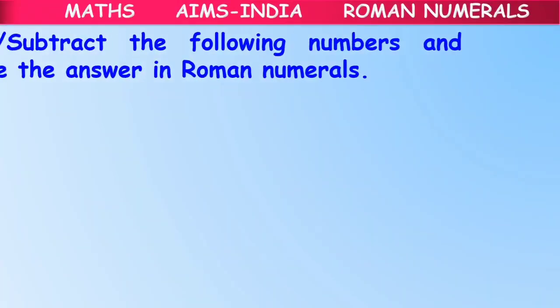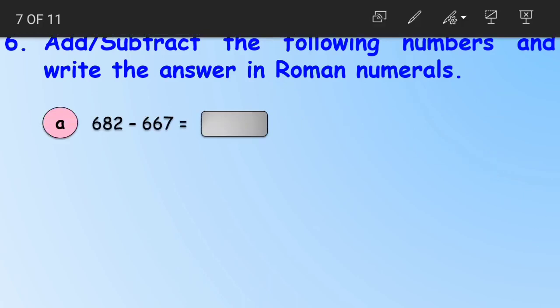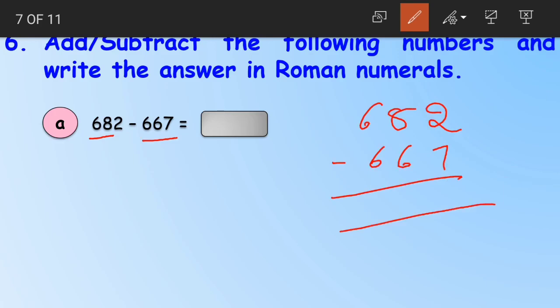Okay. Moving on. Add or subtract the following numbers and write the answers in Roman numerals. Now we have two Indo-Arabic numerals here, 682. Then we have the subtraction sign, 667. How do we subtract? We cannot take 7 from 2. So we will borrow from the next number, which is 8. 12 minus 7 gives us 5. 7 minus 6 gives us 1. 6 minus 6 is 0. So the answer is 15.